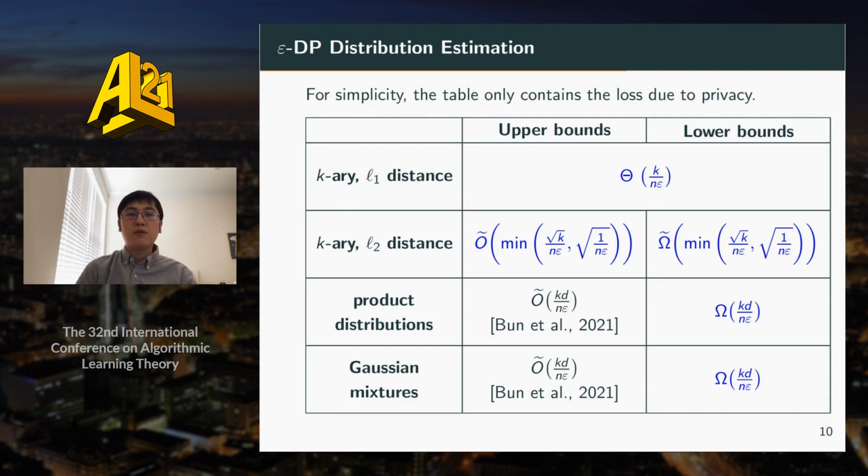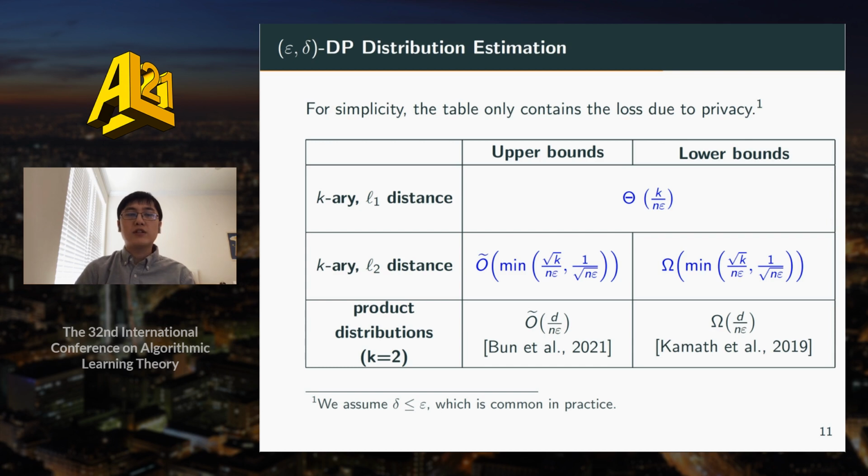For the other problems, such as k-ary distribution estimation in L2 distance, estimating product distributions, and Gaussian mixtures, we derive almost tight results, which are tight up to logarithmic factors. Similar results are shown for approximate DP, which can be viewed as a corollary of our (epsilon, delta)-DP Assouad method, which will be introduced later. So for k-ary distribution estimation in L1 distance, we get the optimal results.